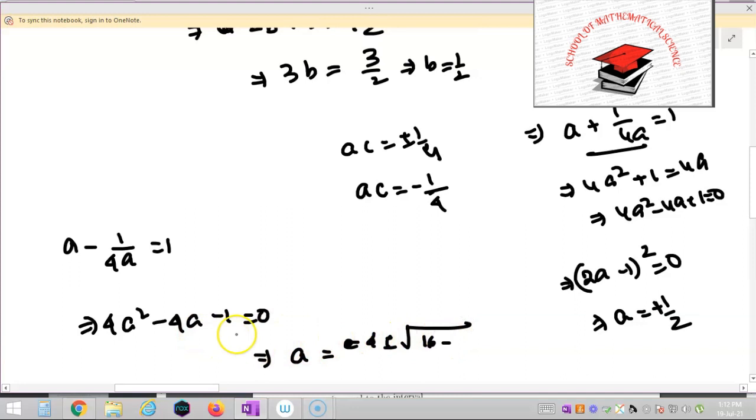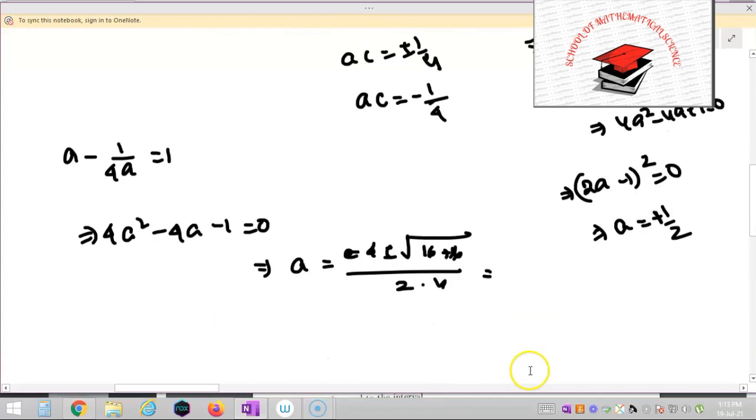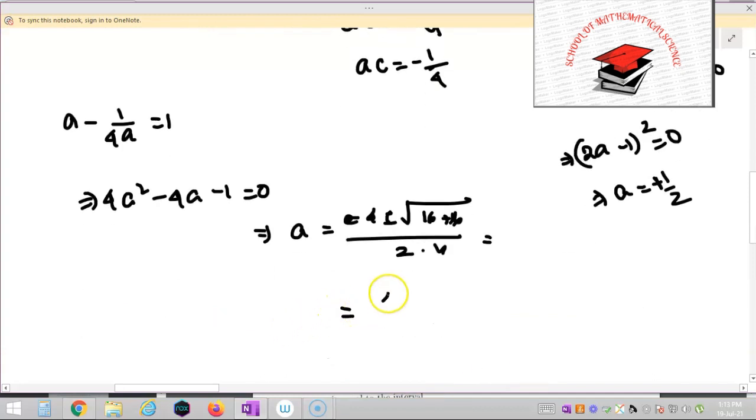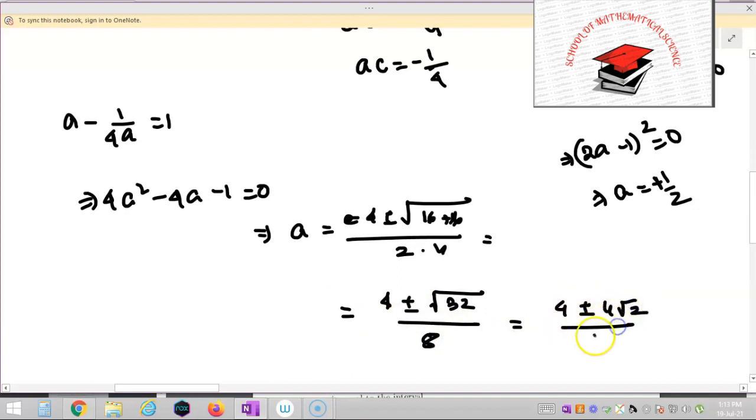So 16 minus 4ac, so that would be 16 again, by 2 into 4, so that is equal to 4 plus minus root of 16 minus 32 by 8. So 4 plus minus 4 root 2 by 8. So it would be 1 minus root 2 by 2 and 1 plus root 2 by 2, right?